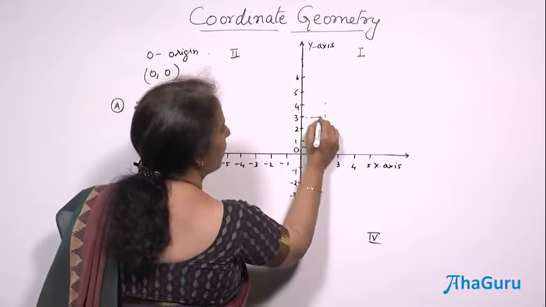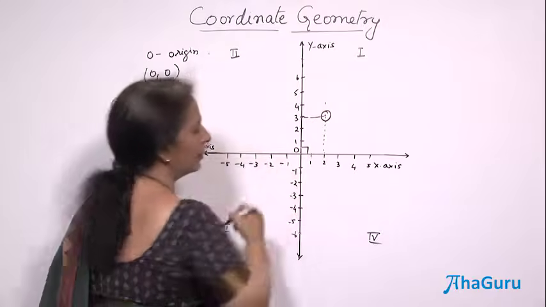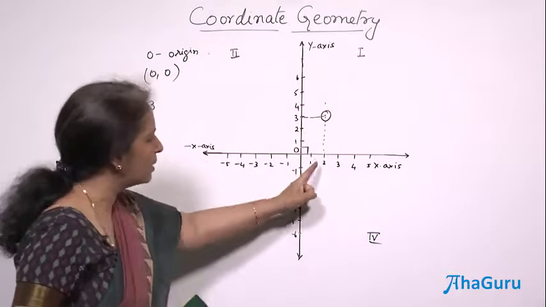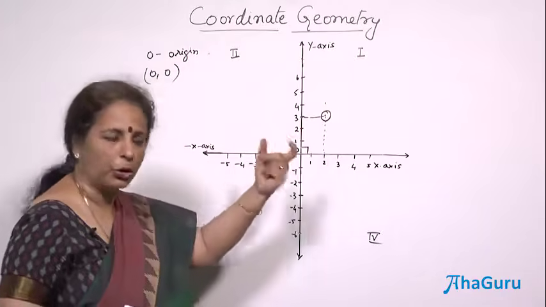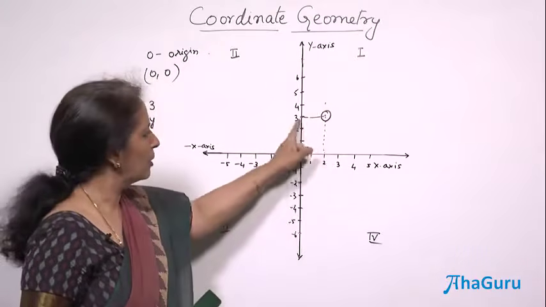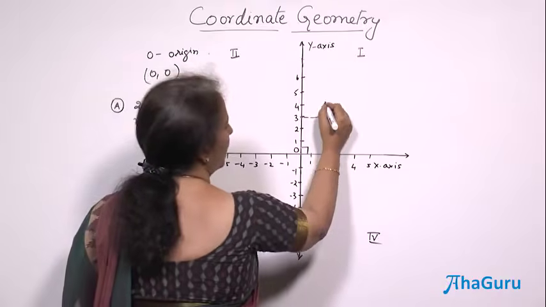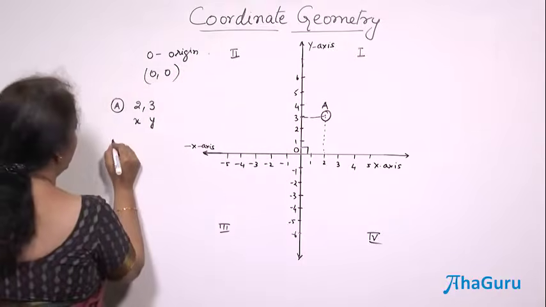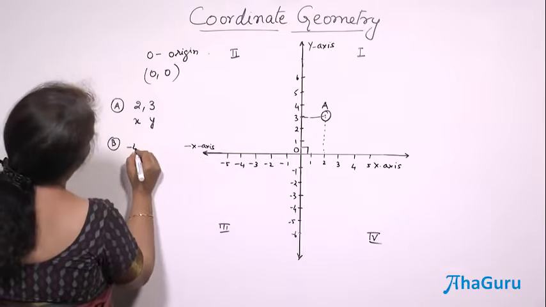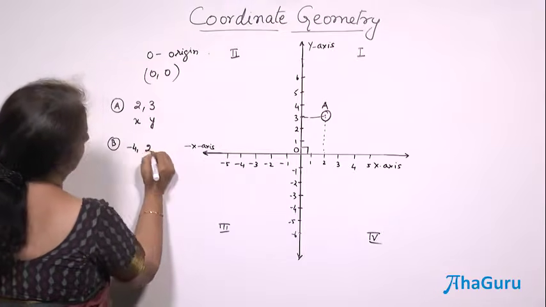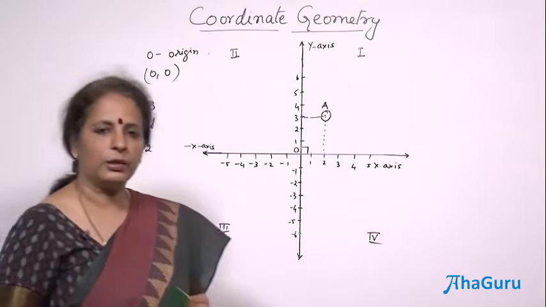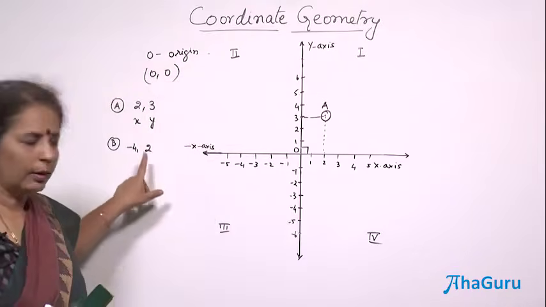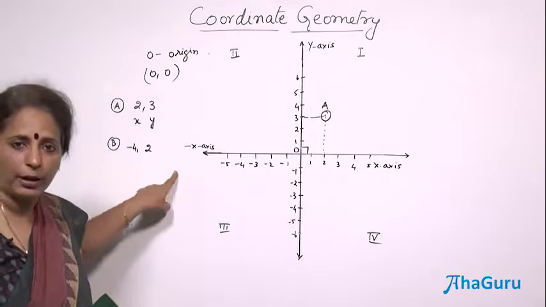So if I drop a perpendicular like this to the point, the x coordinate is 2. The y coordinate is 3, that means it is 3 units away from the x axis. So that is the y coordinate. This is the point A. I have plotted the first point. Let us take one more point B. Let it be say -4 and 2. It says -4, 2. What does that mean? The first one is x, the next one is y. This is abscissa, this is ordinate, the other names.